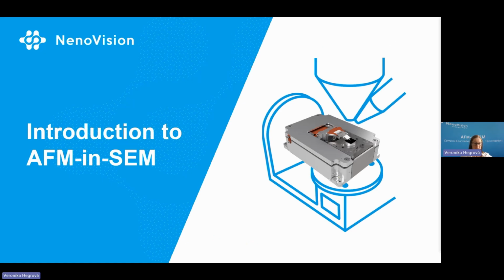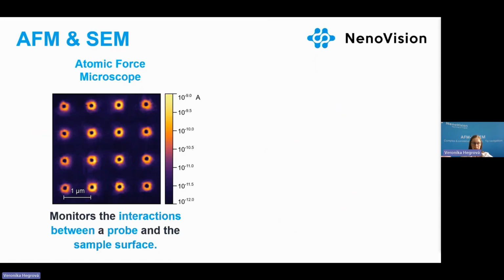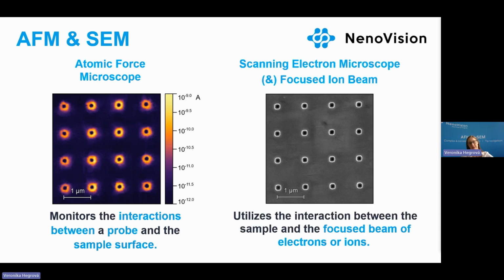So let's start with the introduction. Most of you probably know what AFM and SEM is. So just quickly, both of these technologies are used in nanoscale analysis. And both of them, as they are using similar scales, being able to merge them together can give us more. But how they are used, so these complementary techniques, AFM is using a physical probe and measures the interactions between the physical probe and the sample surface, whereas the SEM utilizes the interactions between the sample and the focused beam of electrons or ions.